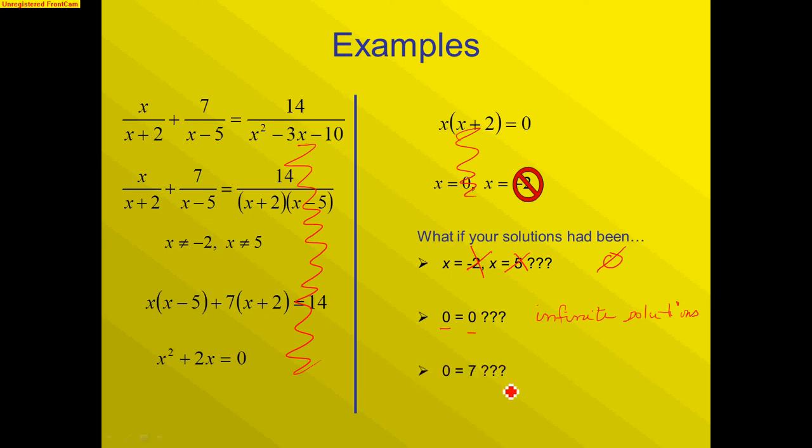Another way to get no solutions: what if all your x's had dropped out, but you got something like 0 equals 7, or 0 equals negative 2, or 6 is equal to 7. That's another way to get no solutions. So again, none of these situations happened with our original problem. I'm just saying that you might get some problems where this happens.